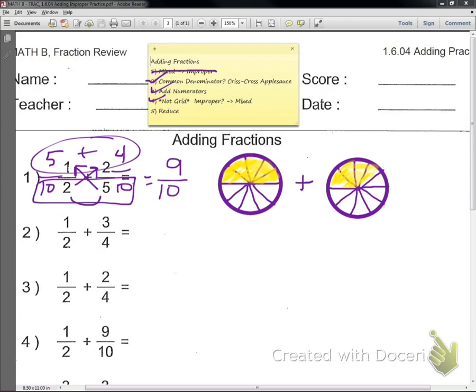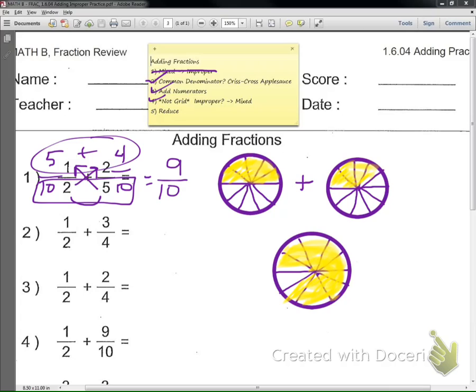And if we had 9 slices of a whole pizza, here's that whole pizza again, and we color in 9 of those, you can see that we don't have more than a whole pizza, and that's why it shouldn't have to be a mixed number at all. It's still less than one whole pizza.